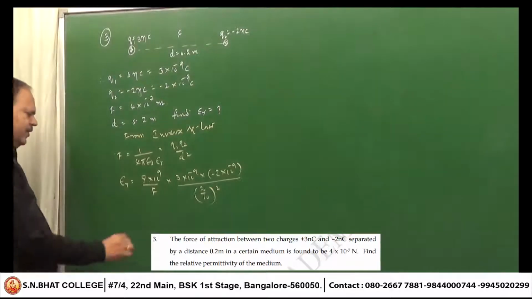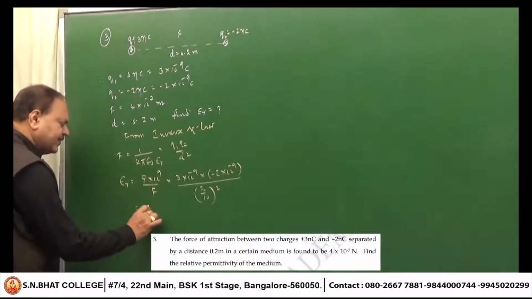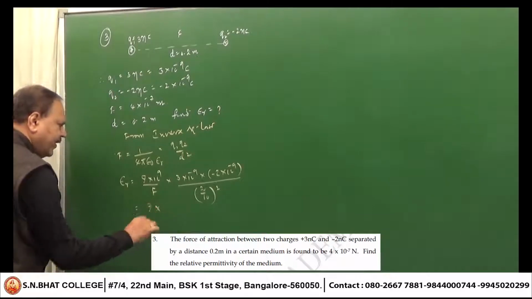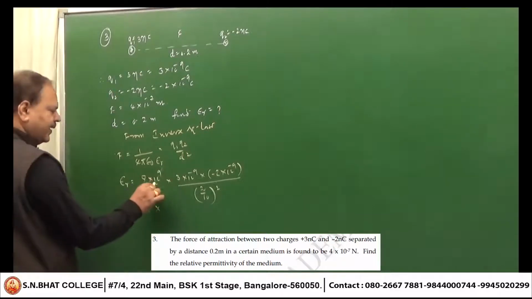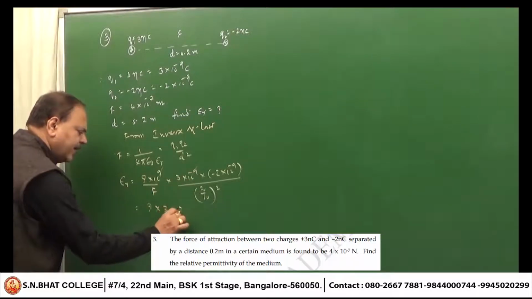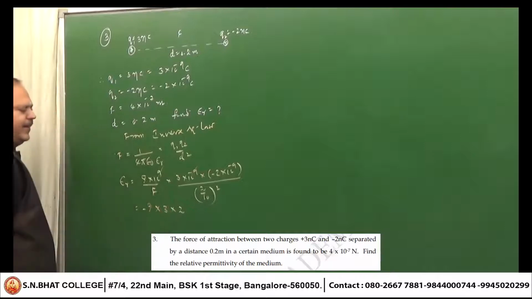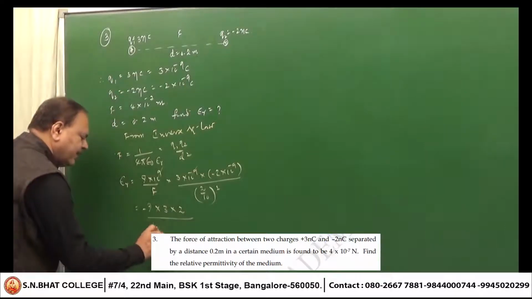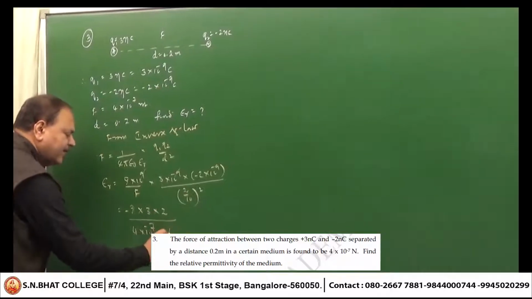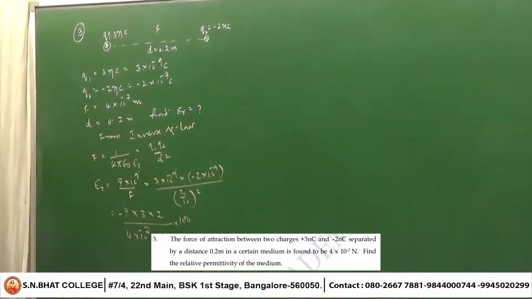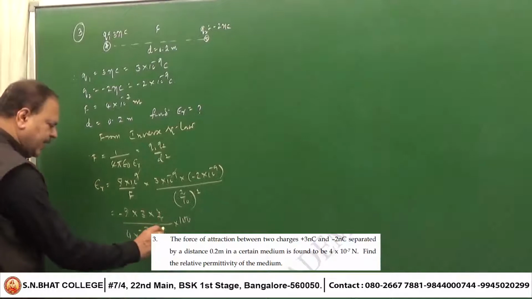Now therefore, your value of force he has given. Therefore, your 9 into 10 to the power of 9 into, look here, 10 to the power of plus 9, 10 to the power of minus 9 is here. 9 into 3 into 2 in the numerator. You take the minus sign here. Divided by your value of F, which is equal to 4 into 10 to the power of minus 7 multiplied by this value, which is equal to 4 by 100. That 100 comes to the numerator. So now you know that 2 ones are 2, 2 twos are.